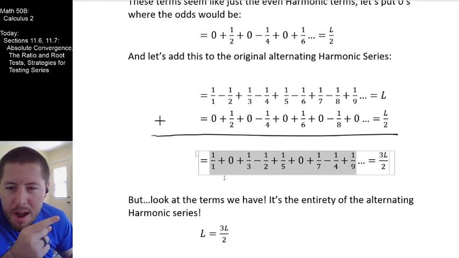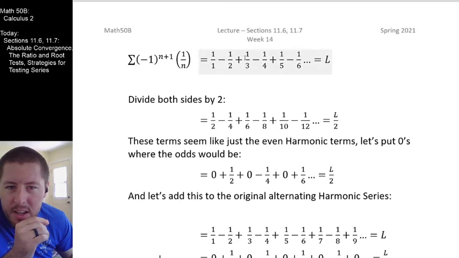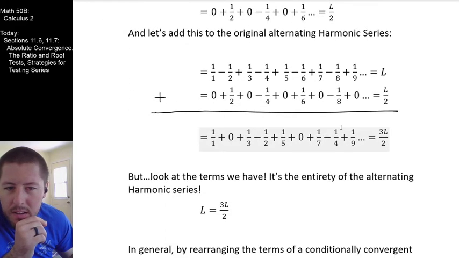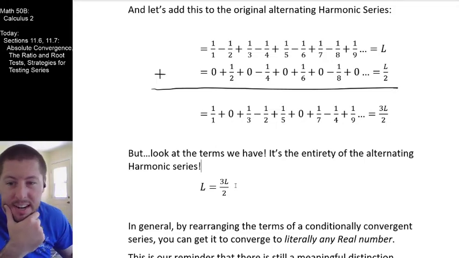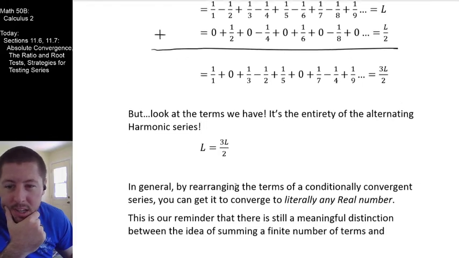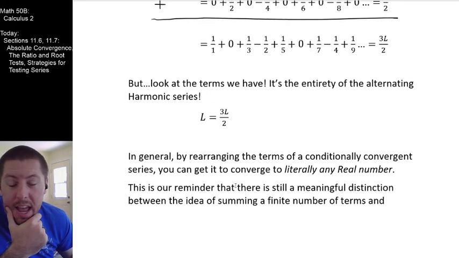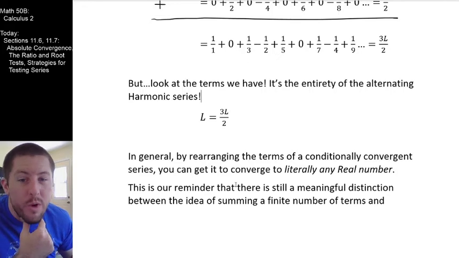But the alternating harmonic, we already established, sums up to L. But this is equal to 3/2 of L. So it seems like we've concluded that L is equal to 3 halves L, which is obviously an impossible statement. There is no real number that satisfies that except for 0, and 0 is not what the alternating harmonic series is equal to. So this is really weird. And it gets weirder than that. This is just one weird example.